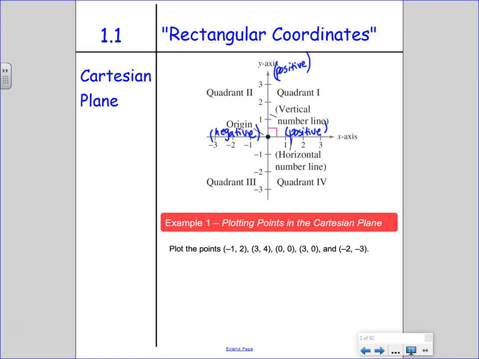The positive y-axis and the negative y-axis. And guys, what single thing separates the positive from the negative on both axes? The origin. Good. The origin.